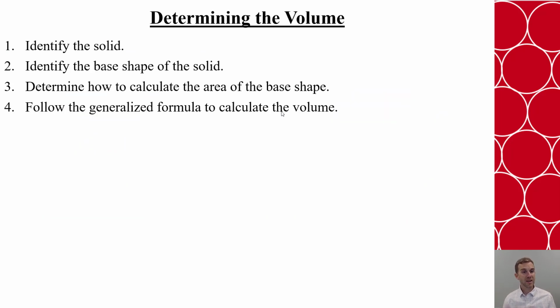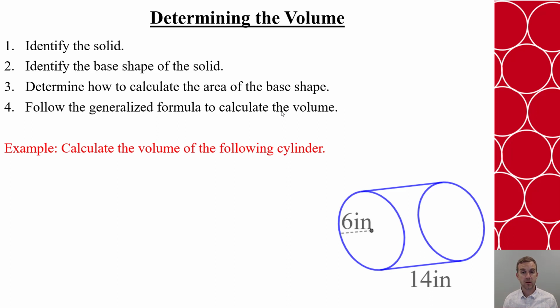Once I can recognize and identify the solid, and then identify the base shape of the solid, I can work on calculating the volume. I first calculate the area of that base shape, recognize what the height is, and then plug those two pieces into the generalized formula to calculate volume. So say that I want to calculate the volume of this cylinder. The key thing is that this is a cylinder, which identifies the solid. I recognize that the base shape is a circle.